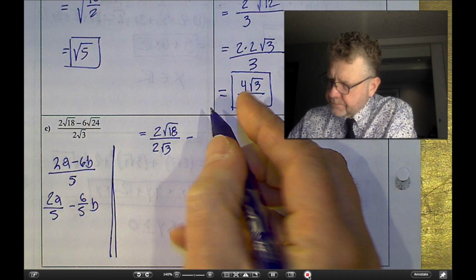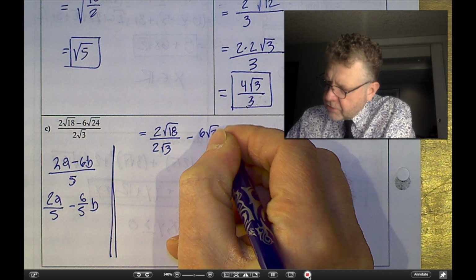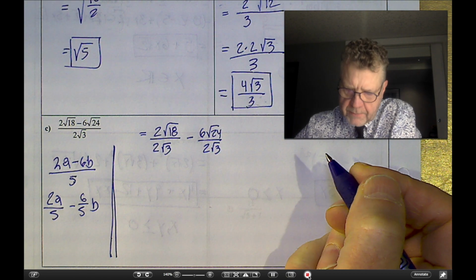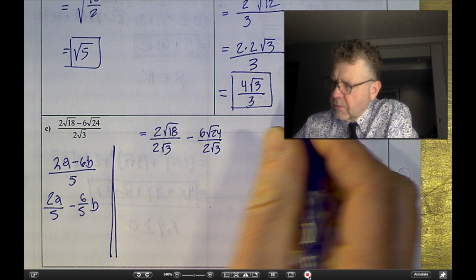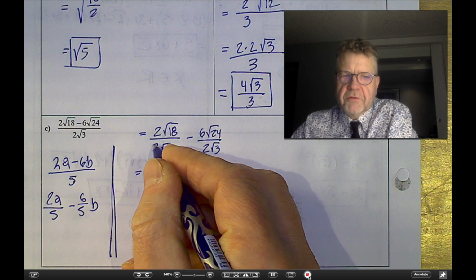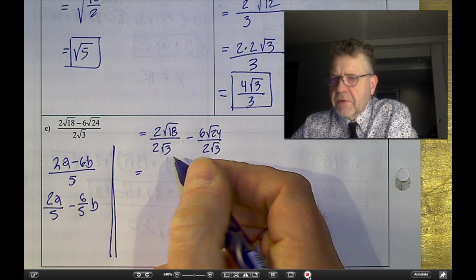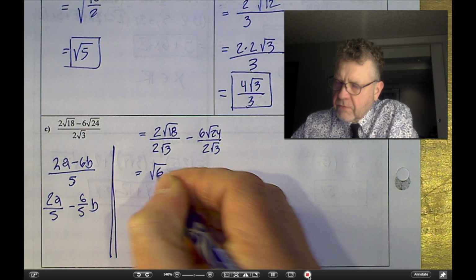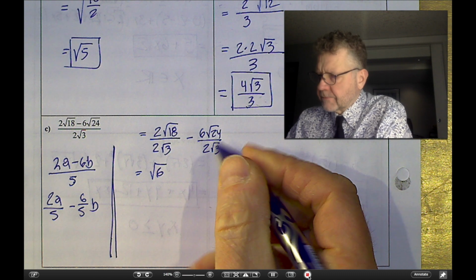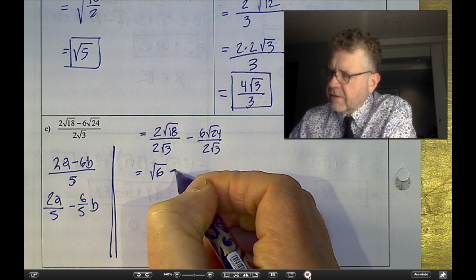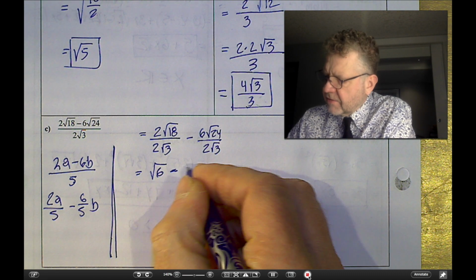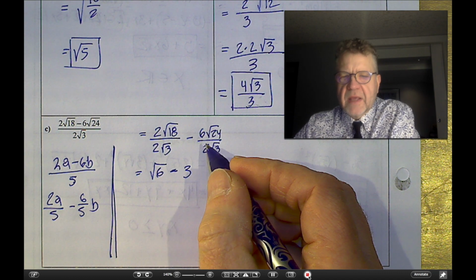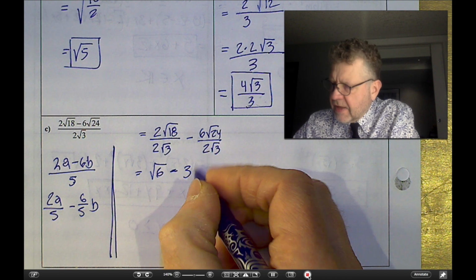minus 6 root 24 over 2 root 3. Well, 2 divided by 2 is 1. Root 18 divided by root 3 is root 6. So all you've got on the left side is root 6 minus 6 divided by 2 is 3. Root 24 divided by root 3 would be, well, 24 divided by 3 is 8, so root 8.